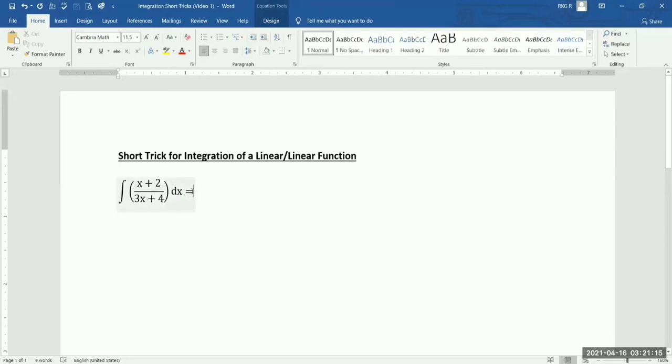Okay, so let us start with an example. The example is (x + 2) upon (3x + 4), which is linear by linear. I'm directly going to write the answer in a few seconds, and then I will show you the trick, how you can also write the answer in very few seconds. So the answer goes like this.